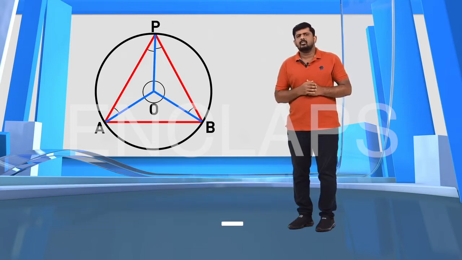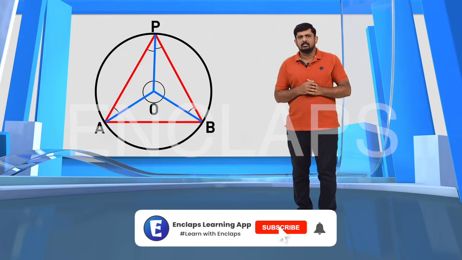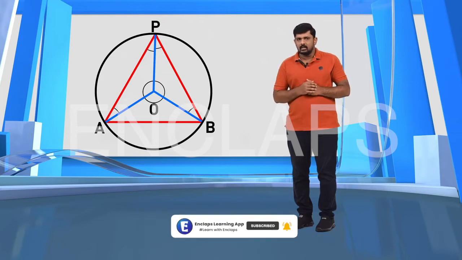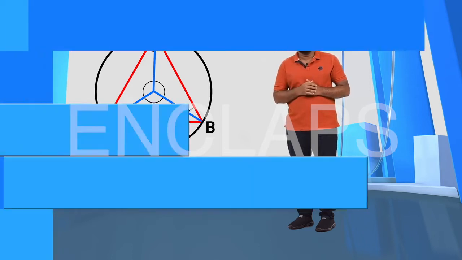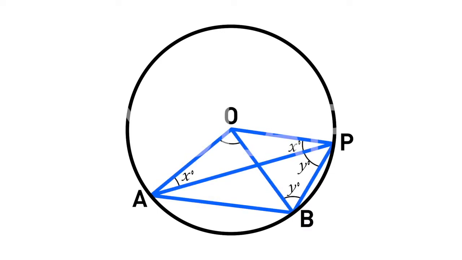Once the position of A and B is fixed, changing the position of P may change the values of x and y, but not the angle APB. That is, on the upper part of the circle, the angle APB will always be a constant value, irrespective of the position of P. Look at the figure. What if the point P is like this?